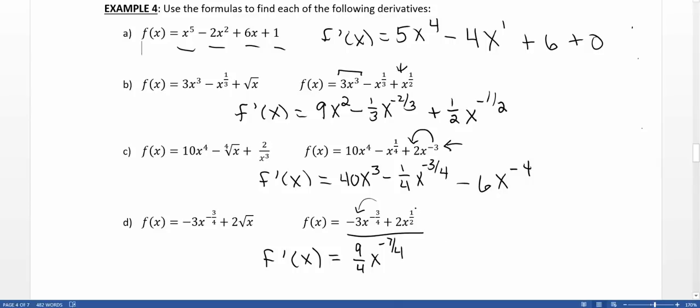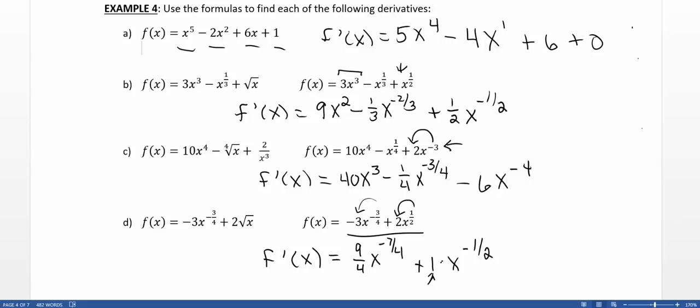The second term here, the 1/2 is going to come down and multiply the 2. Since half times 2 is 1, I can write this as 1 times x to the negative 1/2. You don't have to write that 1 in front of the x if you don't want to. Anything times 1 is just itself. But if it helps you remember the process of what you did in use of the formula, you're free to use it if you'd like. So now we've computed a bunch of derivatives that have multiple terms that are added and subtracted.